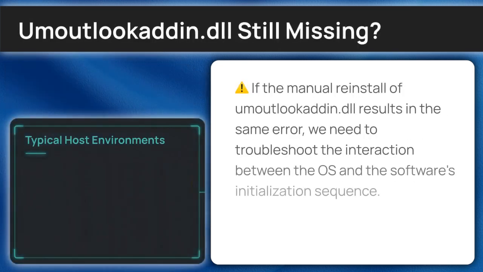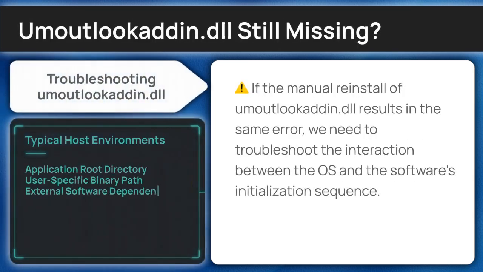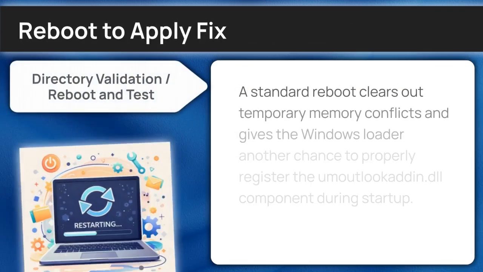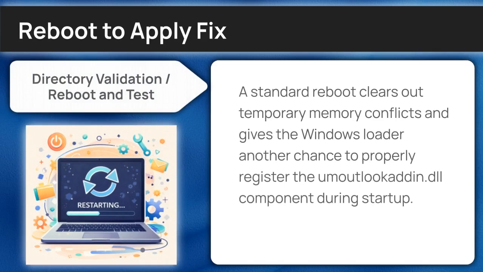If you're still seeing the missing file notification, we should attempt to force a synchronization between the software and the OS. Performing a restart can determine if the error is just a transient environment glitch. A reboot refreshes your system's path variables and can sometimes re-establish a broken link to the Outlook-Addin file.